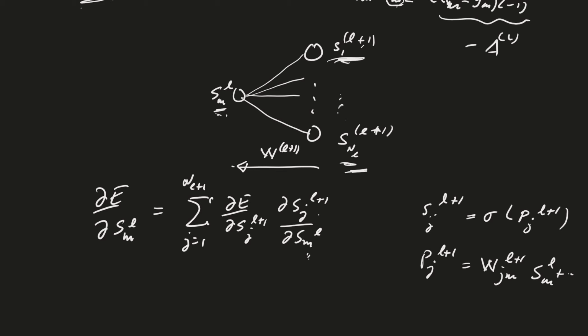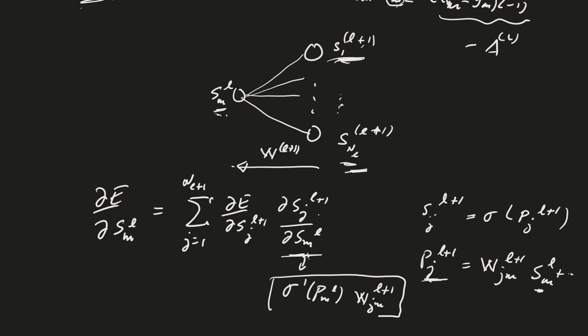And so how am I going to take this derivative then? Well, this is just going to be sigma prime of P_m^l times W_jm^{l+1}, right? Which is the derivative of this with respect to S_m^l. Good. So this is what that is. Let's see, do I have everything else computed now? I think so. Because these we're assuming have been computed, and therefore I can now compute this, right?